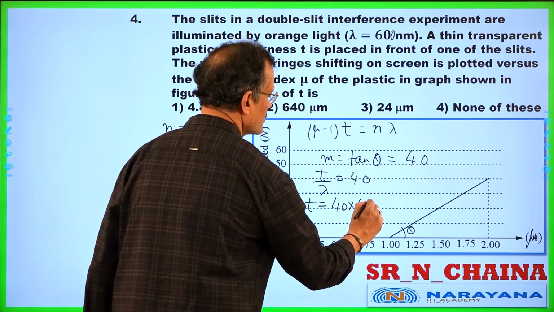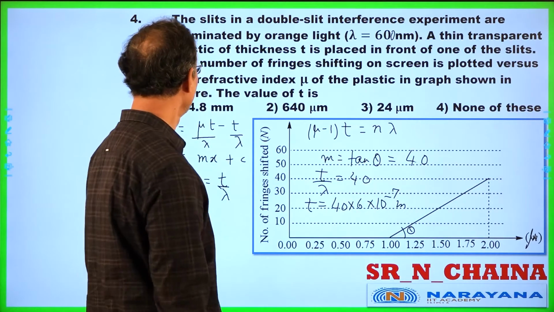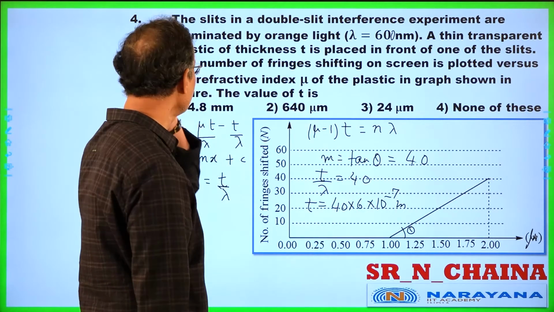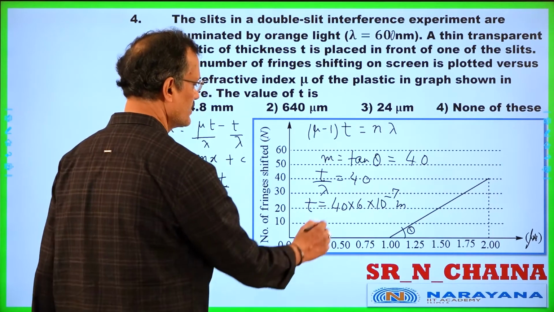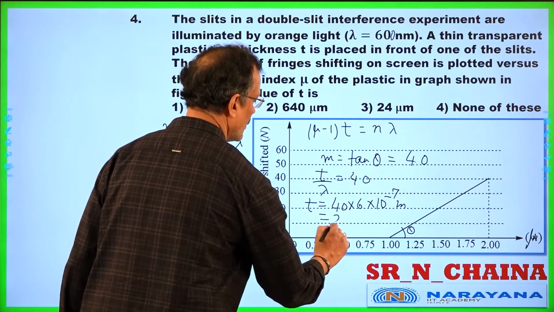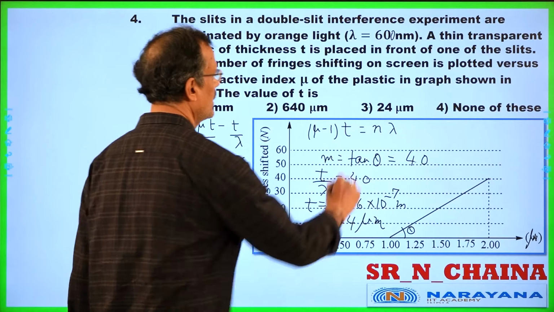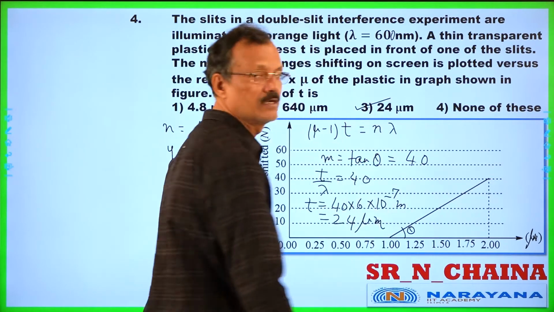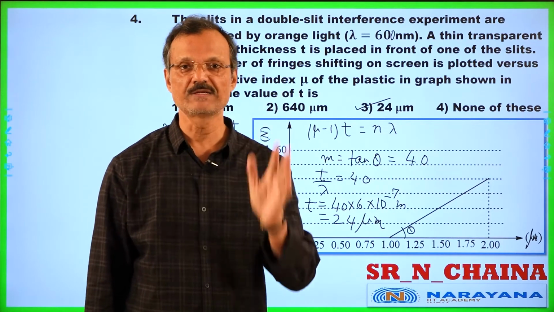600 means 6 × 10 to the power minus 7 meter. Your answers are in micrometer or millimeter. Let us convert into micrometer. 10 to the power minus 6, one 0 will go. 24 micrometer. Check here, the answer is 24 micrometer.